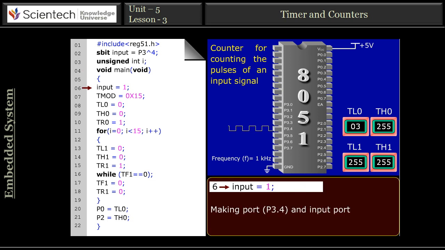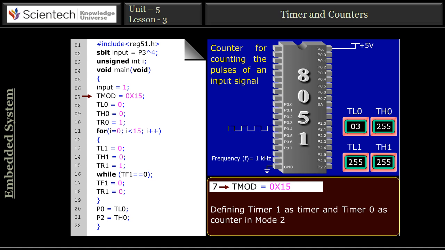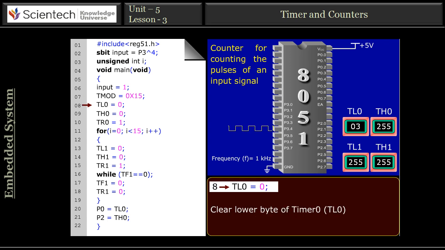Next is input = 1, it is for making port P3.4 an input. TMOD = 0x15, by this value we define timer 1 as a timer, and timer 0 as a counter. TL0 = 0. TL0 is the lower byte of timer 0. Next is TH0 = 0, it is for clearing the higher byte of timer 0. TR0 = 1, it is for starting the counter.